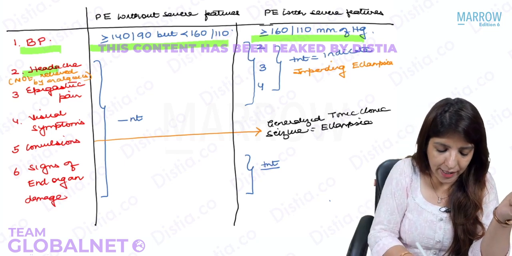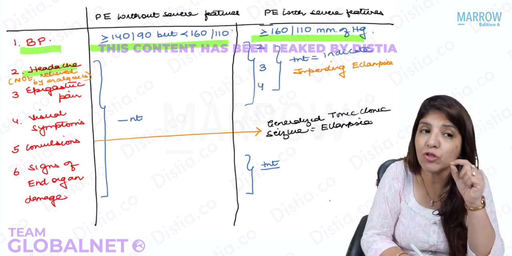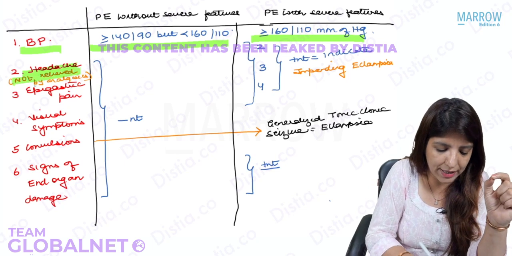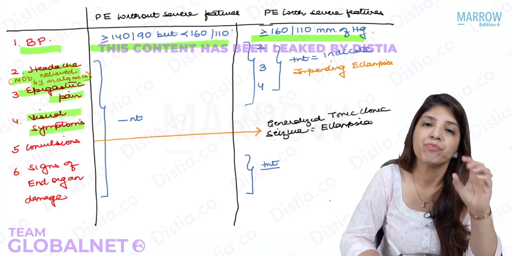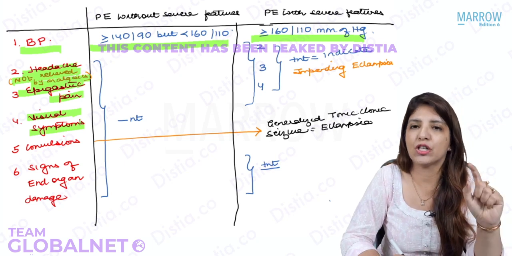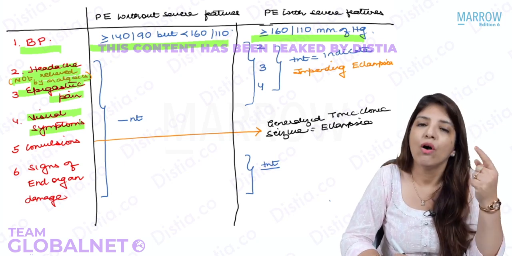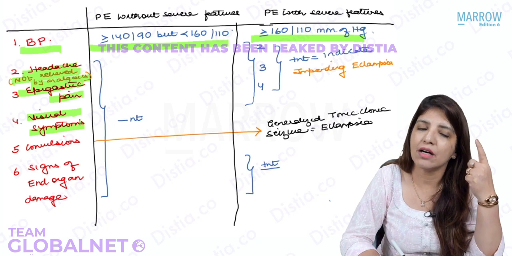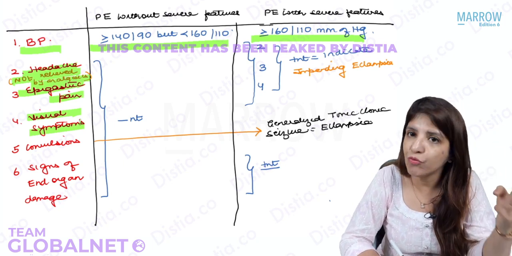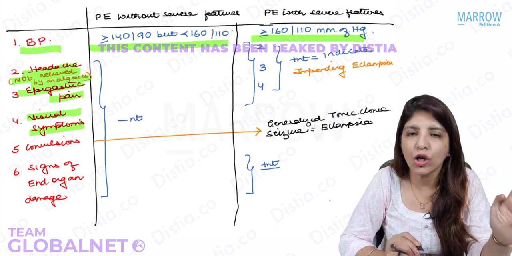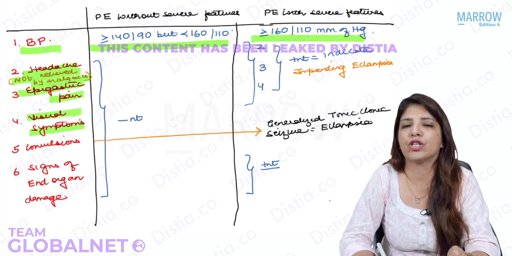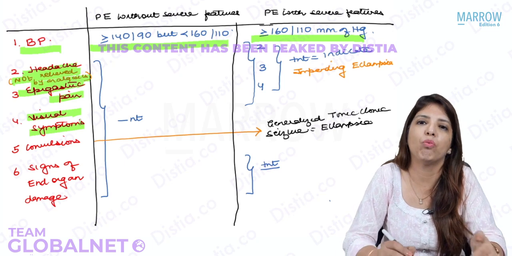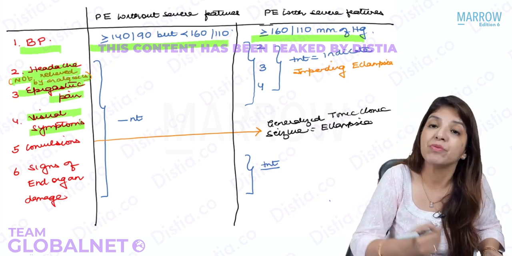So what were those features? Number one, headache. Not any kind of headache. Headache which is not being relieved by analgesic. Then severe epigastric pain and visual symptoms. So if there is a patient of preeclampsia who has headache, epigastric pain or visual symptoms, we are automatically going to say that this is a case of preeclampsia with severe features.